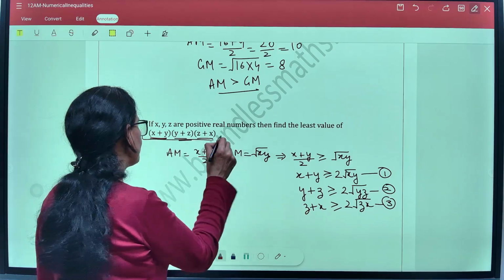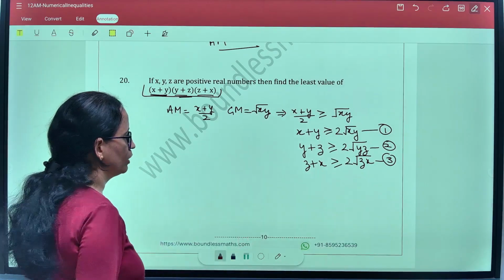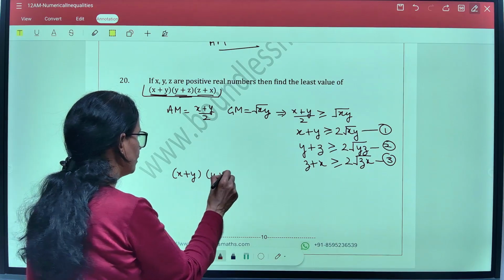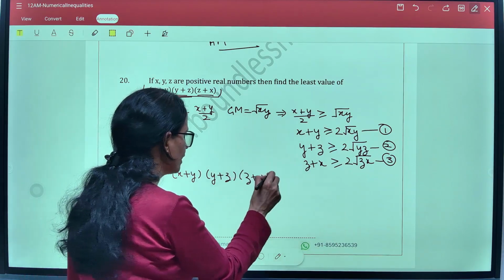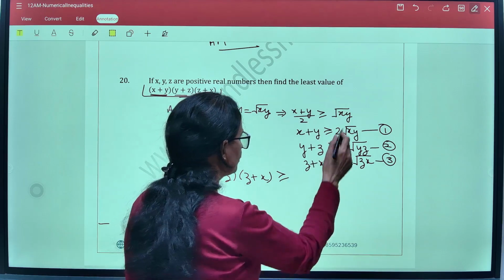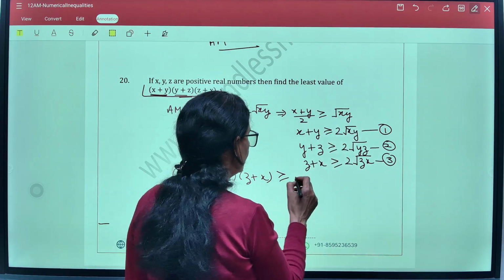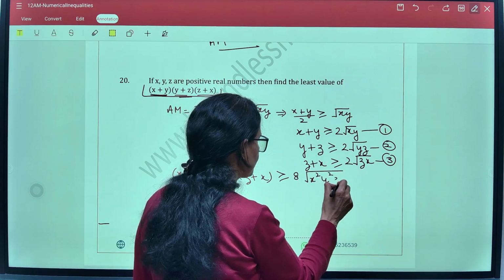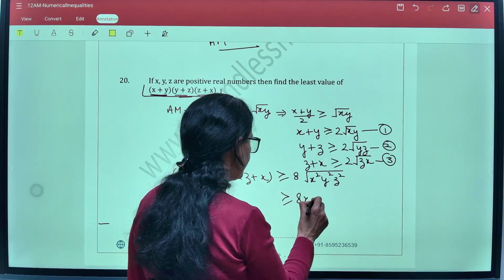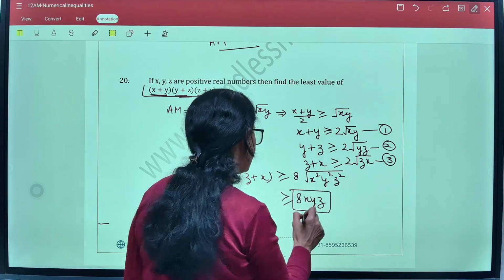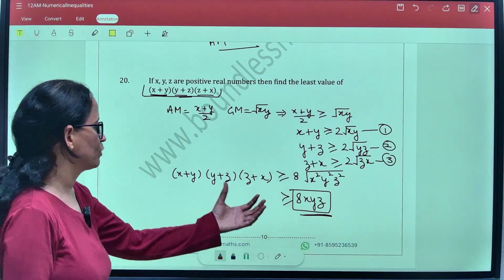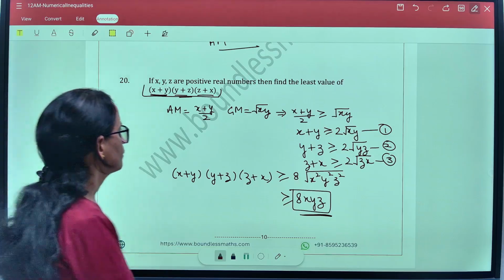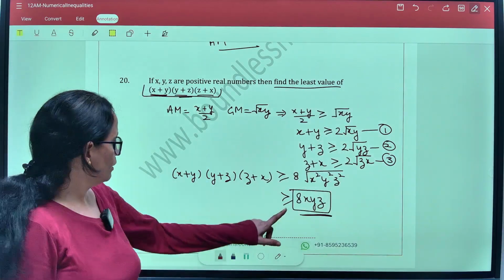Now the given expression is the product of all the left sides of these inequalities. So if you multiply 1, 2 and 3, what do you get on the left side? (x plus y), (y plus z) and (z plus x), and this product will be greater than or equal to the product of whatever you have on the right side. 2, 4, 8. 8 into square root of x square, y square, z square, greater than or equal to 8xyz. So that means this is the least possible value. The product of these three expressions is going to be bigger than 8 into x into y into z. So the question was to find the least value. So this is the least value.